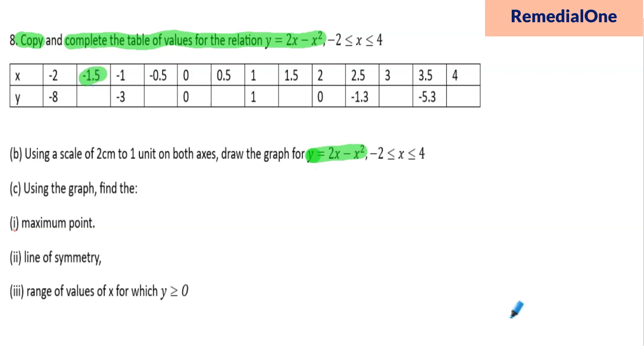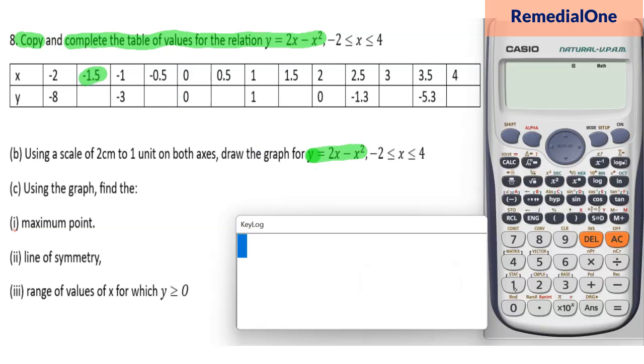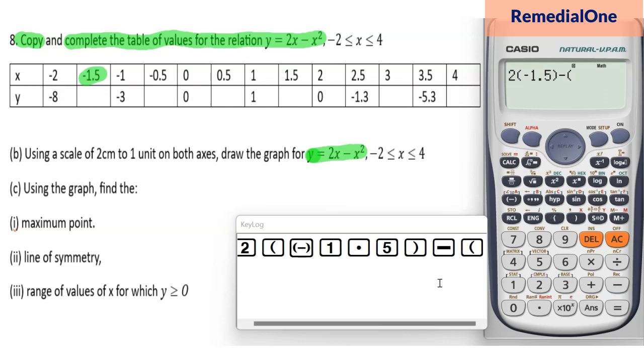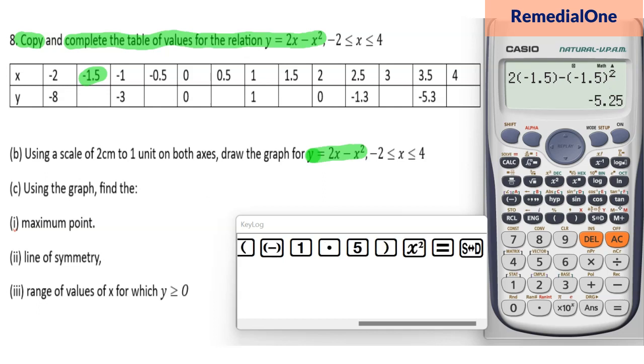The first one that we are going to plug in for x is negative 1.5. We are using the equation here, but let me write it as 2 multiplying negative 1.5. Close it. Minus, you open it, another negative 1.5 in place of that x, and it's a square, so you square it. Then you go to equals and change it to decimal. So here it tells you that it's supposed to be negative 5.25.